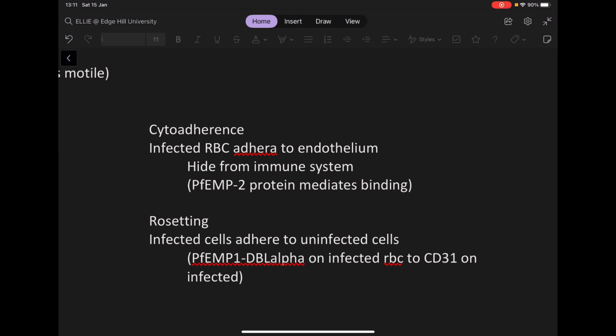There's also rosetting, which is when the infected red blood cells adhere to uninfected red blood cells, and there can be like cross-infection.